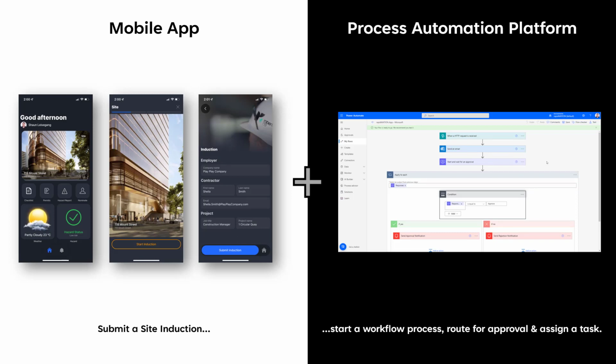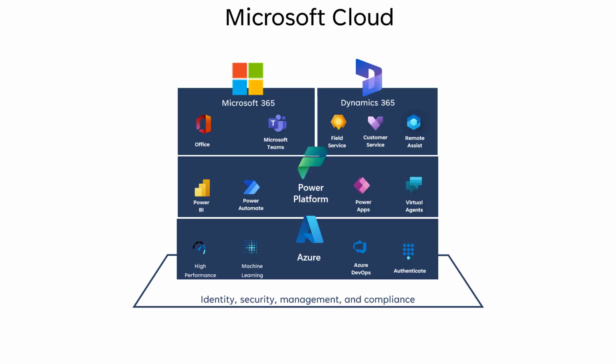Now, the scenario we're going to use today is all about a site induction in a health and safety scenario. So a user who's on site is going to open up their mobile app, browse to a specific site where they'd like to get inducted, and complete a form. Once they complete that form on their mobile device, it's going to kick off a Microsoft Power Automate flow. We're going to start a workflow process, route a task to someone for approval, and ask them to approve or decline that specific site induction.